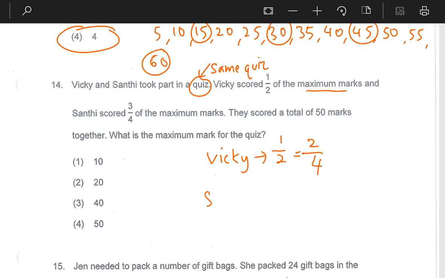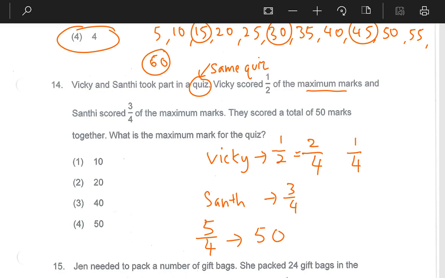Vicky, 2/4. Santi is 3/4. So altogether, they scored a total of 5/4, which is 50 marks. But of course, in the paper, you cannot be doing 5/4 of the paper, right? How can you be doing more than one paper? You can only be doing a full paper, which is one whole, a maximum mark.